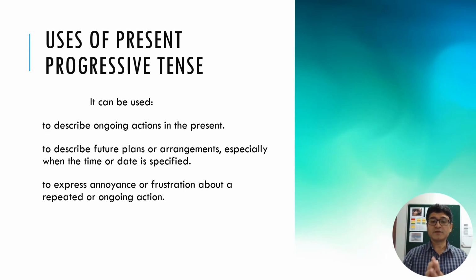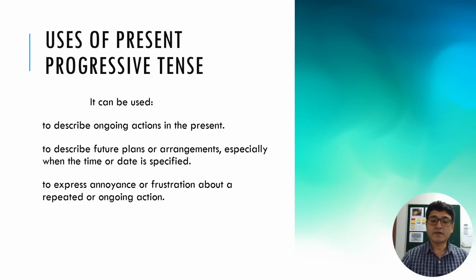So what are the situations where we use this tense? It can be used to describe ongoing action in the present, as we just saw in a few examples, and to describe future plans or arrangements, especially when the time or date is specified. For example, today I'm going to watch a movie. We are meeting in the afternoon. Now, when the plans are definite, you have already made arrangements, then you will be using this tense.